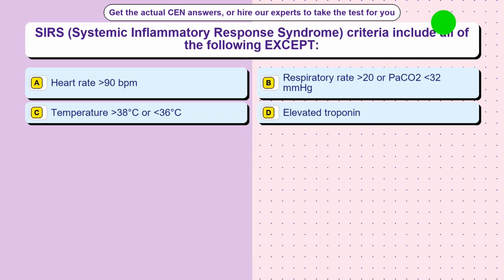Question 61. SIRS, Systemic Inflammatory Response Syndrome, criteria include all of the following except: Option A, heart rate greater than 90 bpm. Option B, respiratory rate greater than 20 or PaCO2 less than 32 mmHg. Option C, temperature greater than 38 degrees C or less than 36 degrees Celsius. Option D, elevated troponin.